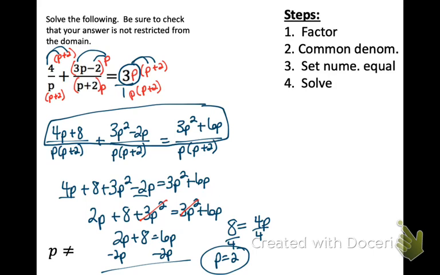Okay, looking back up at all of my denominators, my restricted values, I'm going to put that over here since I kind of ran into that area, are going to be 0 and negative 2. It's 0 because I have a factor of just p down there. And then the p plus 2 would be a 0 if p was negative 2. So my answer p equals 2 is fine because 2 is not a restricted value.